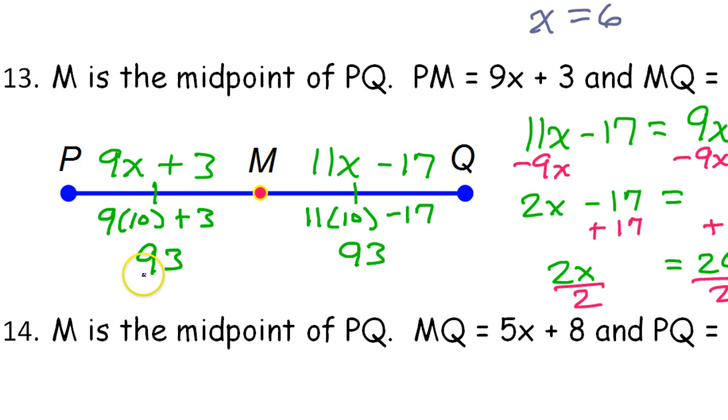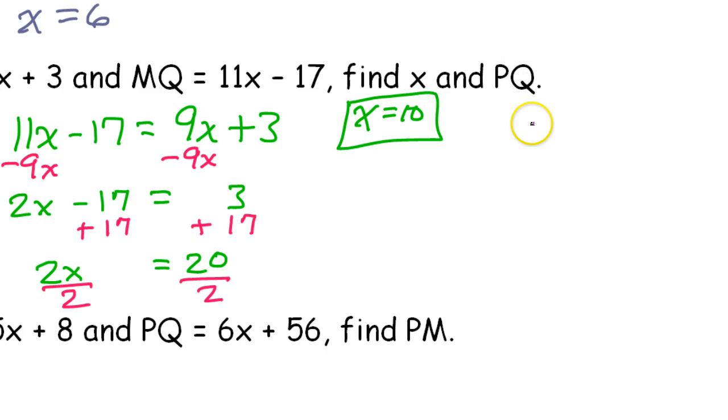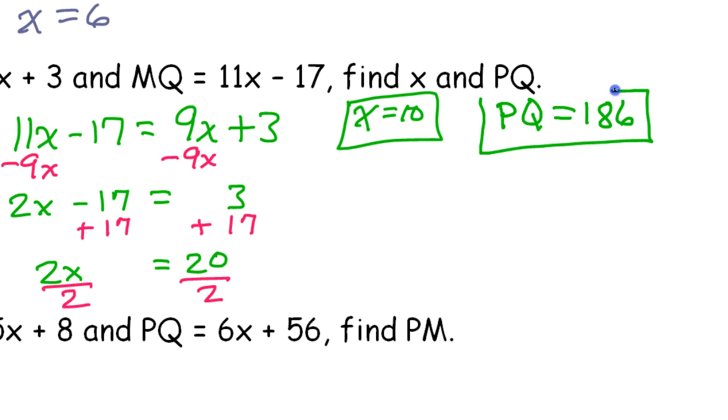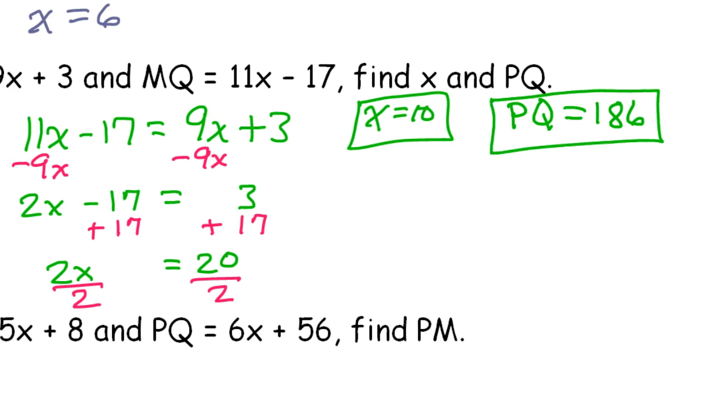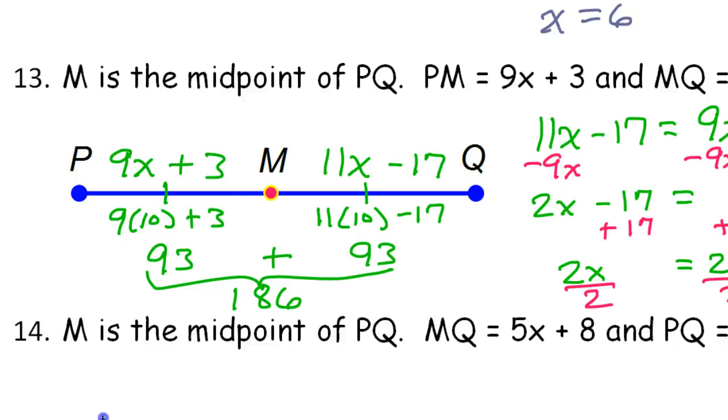If I want to find the entire length of PQ, I will just add these up. 93 plus 93. 90 plus 90 is 180, 3 plus 3 is 6. So 186 is PQ. Alright, those are the answers to number 13.